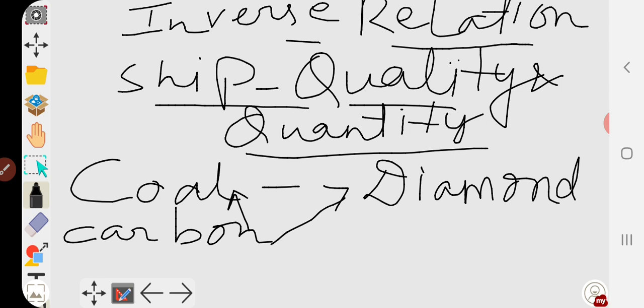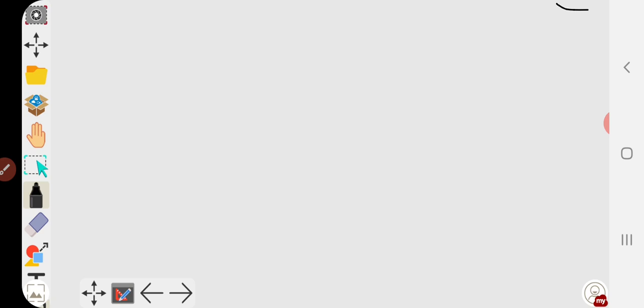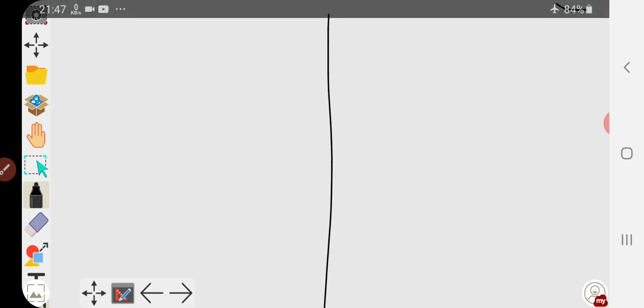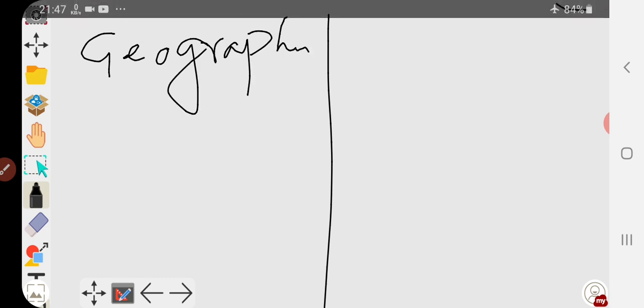So, we discussed the general characteristics of the mineral. Now, we will proceed with the two groups of people who study minerals. One is geographers and another one is geologists. Now, what is the basic difference between a geographer and a geologist? Geographers study the minerals.